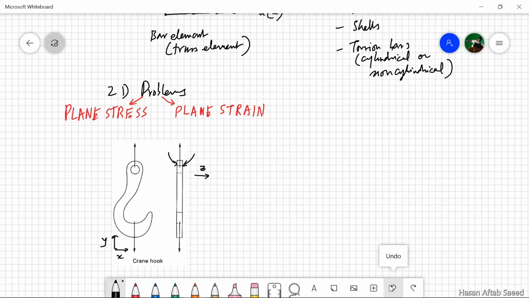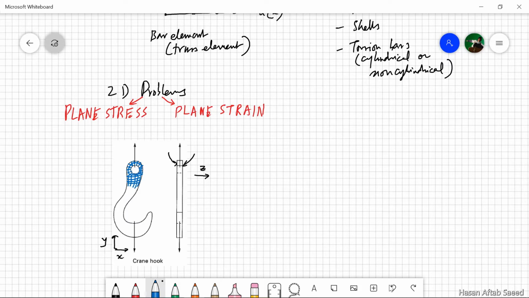If that is the case, then we can call it a plane stress problem, and we can mesh it in this plane. Just a rough mesh. We only need to mesh it in this plane. And so on.